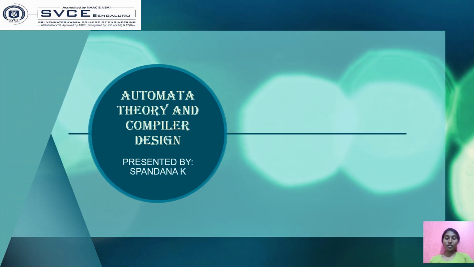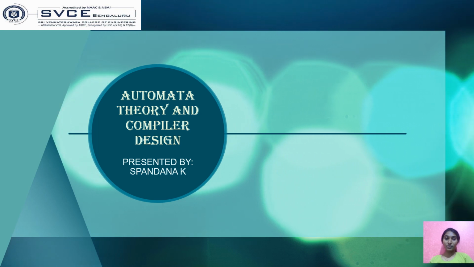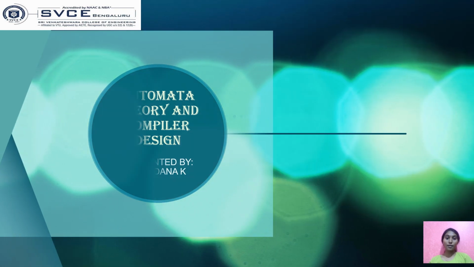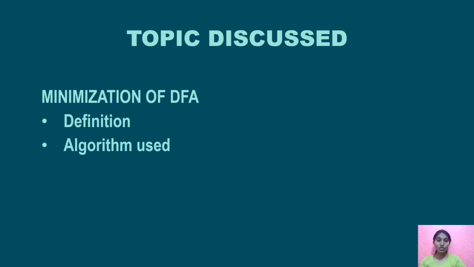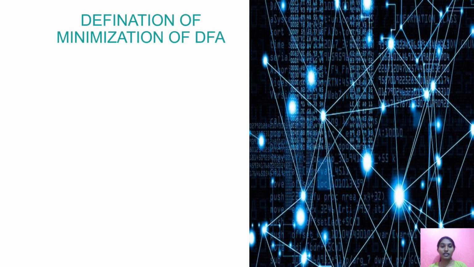This is Pandana K. Today I am going to discuss a topic that comes under the subject Automata Theory and Compiler Design. Now let's see the topic Minimization of DFA. Under this, let's study the definition of it, the algorithm used to solve this problem, and let's solve one example problem. First, let's see the definition of minimization of DFA.